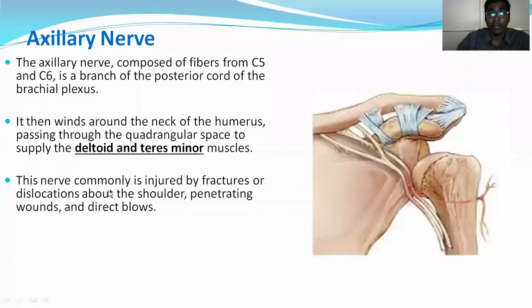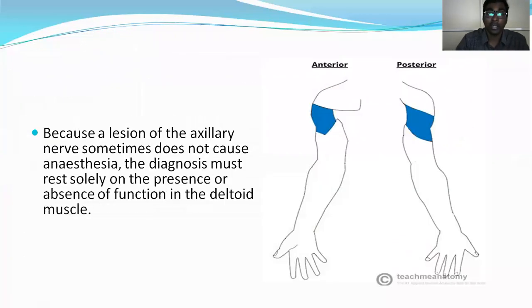This nerve is commonly injured by fractures or dislocations around the shoulder, penetrating wounds, and blows to the ribs. Anterior dislocation of the shoulder is one of the major causes of axillary nerve palsy. In a surgical neck of humerus fracture, the nerve can also be entrapped at the fracture fragment, and in that case the axillary nerve is also paralyzed.